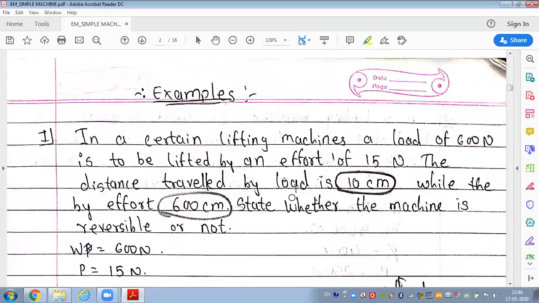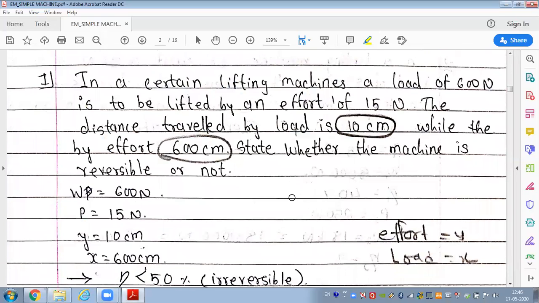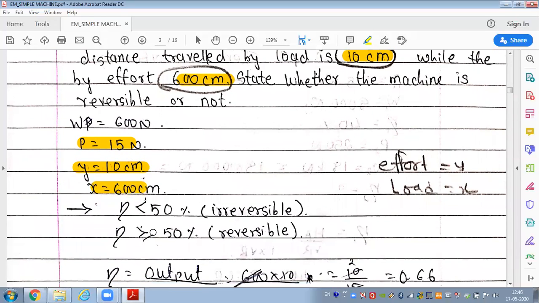Now, focus on the next slide. Let's try example number 1. In a certain lifting machine, a load W of 600 Newton is to be lifted by an effort P of 15 Newton. The distance traveled by the load is 10 centimeter, which is Y, while the effort distance is 600 centimeter, which is X. By applying the simple formula, what is the question? State whether the machine is reversible or not, according to the key point.